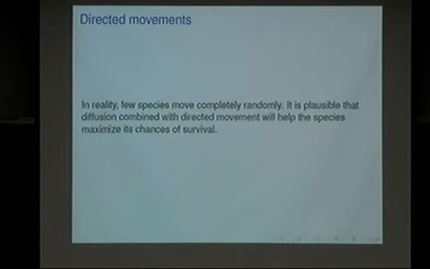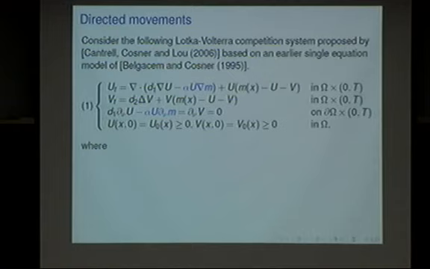In reality, one supposes that few species will move completely randomly. It is plausible that diffusion combined with directed movement will help the species to survive. But anyway, here is what Cantrell, Cosner, and Yuan Lou in 2006 proposed to do, based on an earlier single equation model of Belgacem and Cosner. This system differs from the previous one that we have considered only in the blue part. We added the blue terms here and here.